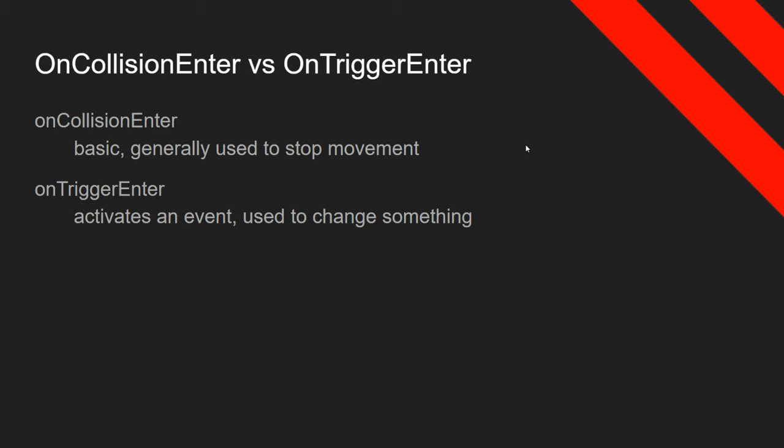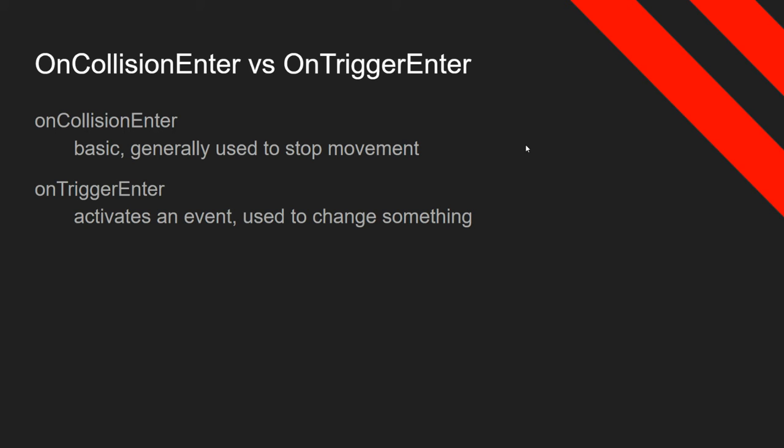I don't even know really how to describe the difference between these two, other than collision enter is going to happen the very second that the two encounter each other, while on trigger enter is going to call every single time that they're touching, I guess is the best way to say it.